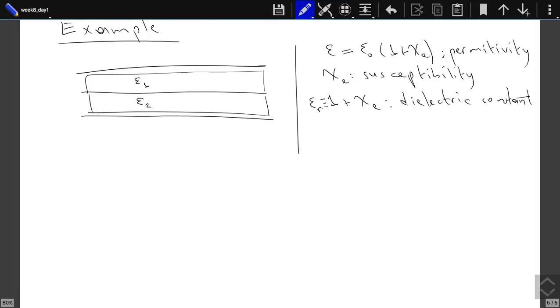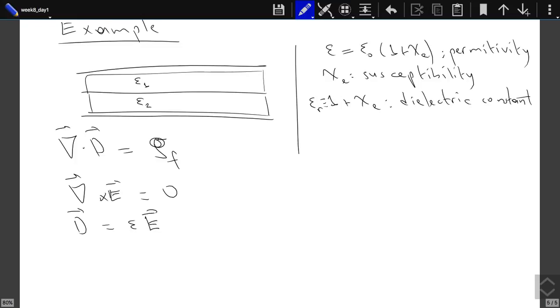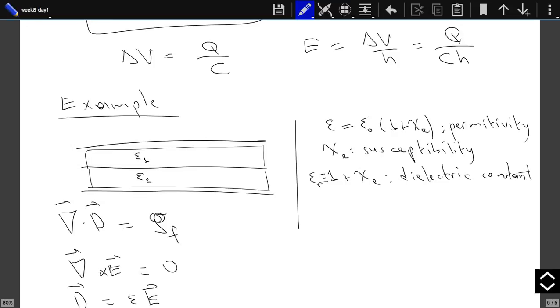So let's solve our system. Now, whatever the system is, rho free is equal to zero, and since we are talking about linear dielectrics, the displacement field is epsilon times E. Of course, epsilon will have the value epsilon 1 here, and epsilon 2 over here. Among these equations, the easiest one to solve is this one. You can just use Gauss's law if you want, because our system has this translational symmetry. So we can use that one.